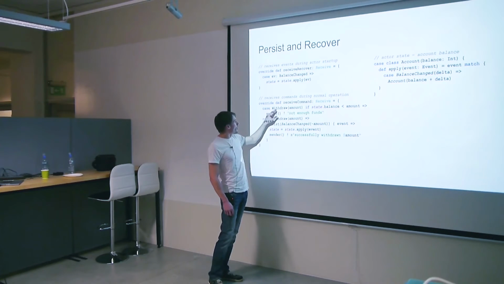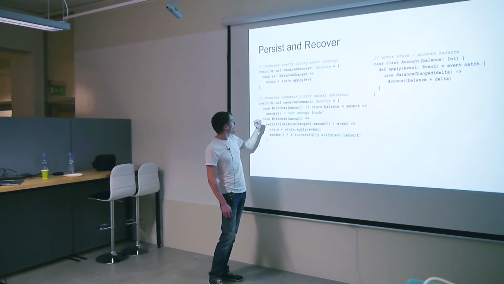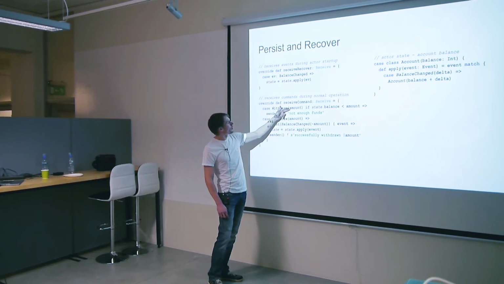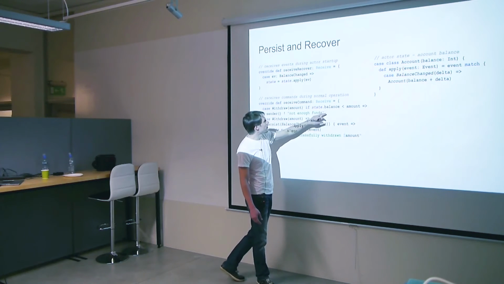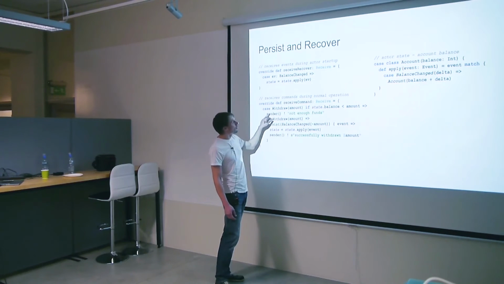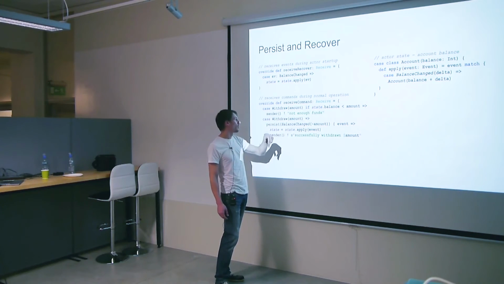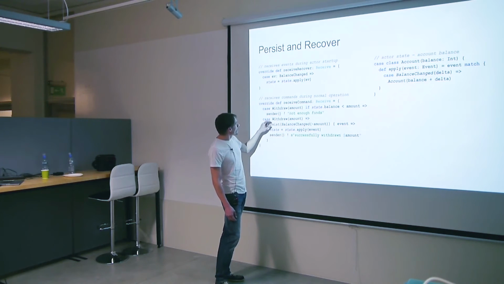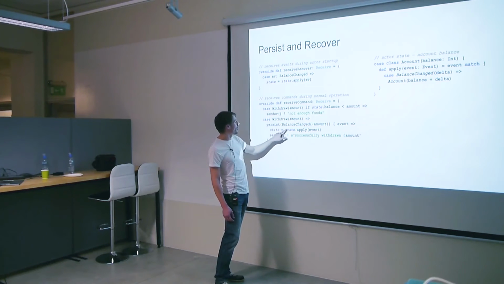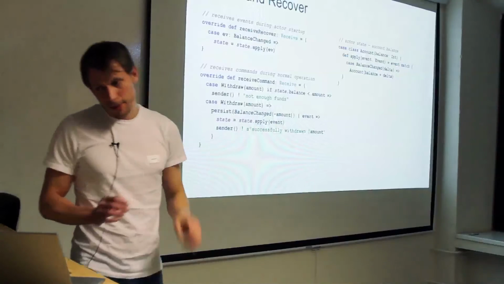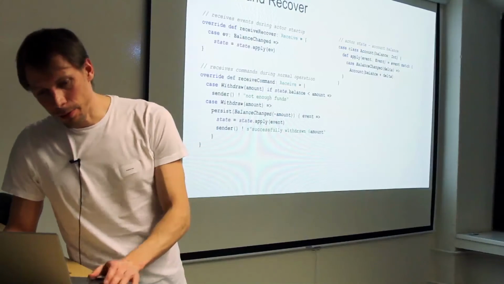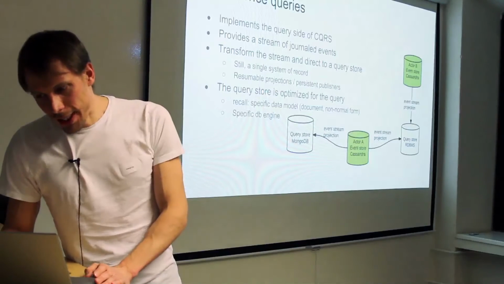It receives commands such as the one I've shown earlier. For example, if we receive a withdraw amount command, we first check if the state has such an amount of funds. If not, the command will not turn into an event. We're going to reject it. Otherwise, we run that piece of code that I've shown you earlier. We persist the event and we apply the balance change event to our state. And that's all there is to a basic usage of Akka persistence. So persisting state is pretty much easy.